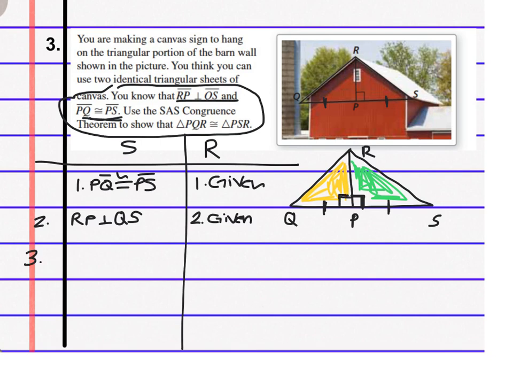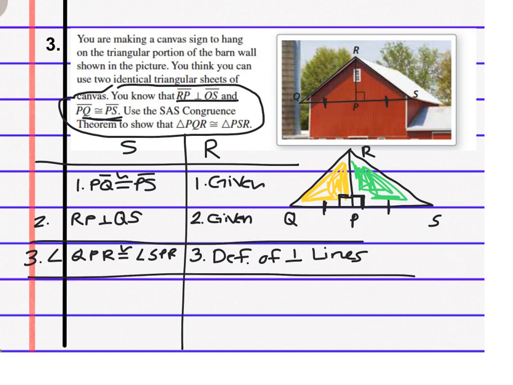So I'm going to go ahead and say, I'm starting with the yellow triangle, PQR. I need to start with angle QPR is congruent to angle SPR. And you could say that they're a linear pair, supplementary. I'm going to say the definition of perpendicular lines. There's a few things I would probably accept for that reason. So I've done a side right here, a side. I talked about that they were perpendicular. I've done an angle. Now I need to do another side.